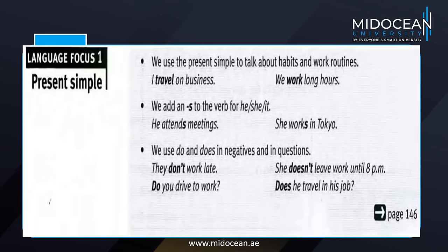طيب في ال questions والنفي بنستخدم do و does. في ال questions وفي النفي بنستخدم don't and doesn't. So لما أقول they don't work late. She doesn't leave work until 8 p.m. طب في ال question, do you drive to work? Does he travel his job? هنتكلم كده بالتفصيل عن الأشياء دي عشان تفهموا الدرس أكتر.